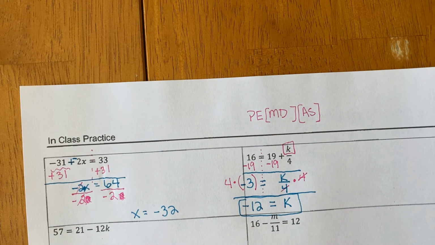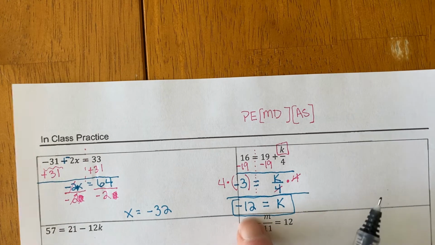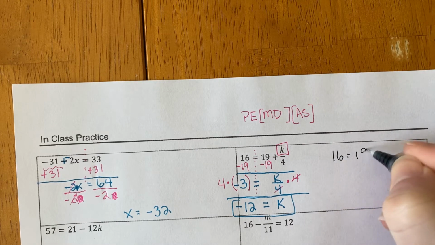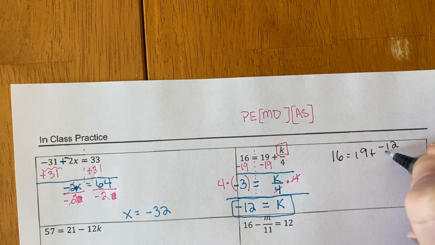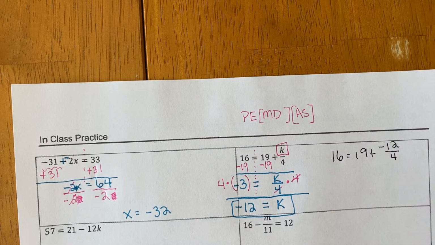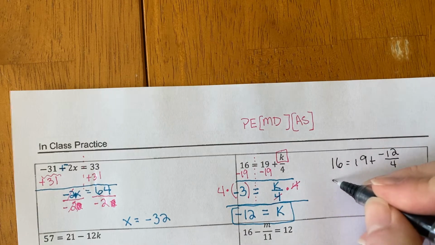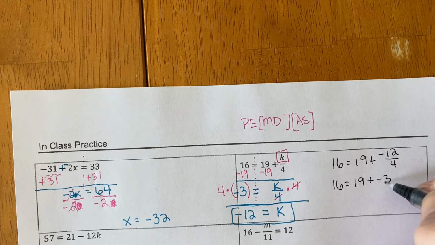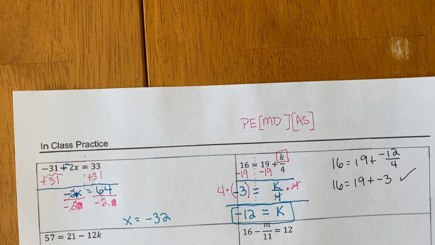We can check our solution by putting it back into the original equation. So does 16 equal 19 plus what I found for k, negative 12 divided by 4? Well, negative 12 divided by 4 is negative 3. So does 16 equal 19 plus a negative 3? And it does. So that checks. My solution is correct.